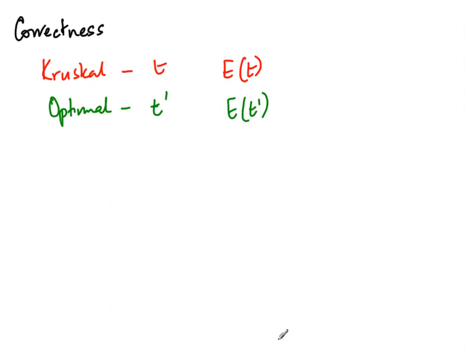Okay? So since they are different, there are some edges in T and not in T prime. So we find q in T, not in T prime, of minimum cost.